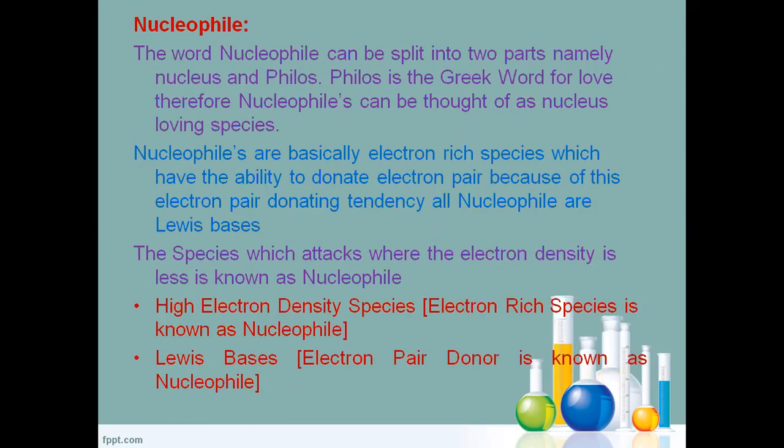What is a nucleophile? Nucleophile consists of two words. When you split it up, it is nucleus and phile. Phile is derived from the Greek word meaning loving. That means nucleophile is a nucleus-loving species.